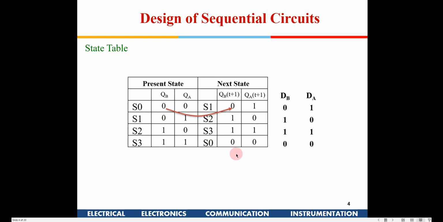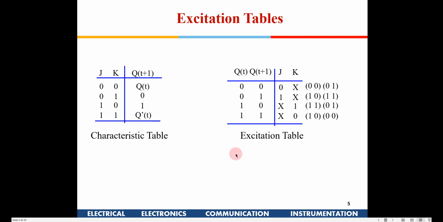Once we make the state table, we need to know what an excitation table is. Now, what is an excitation table? We know for the JK flip-flop, for 0 0, the output will remain the same when the clock comes. Whatever the previous state was, it will remain as Q(t). For 0 1, irrespective of what the output was, it will become 0.